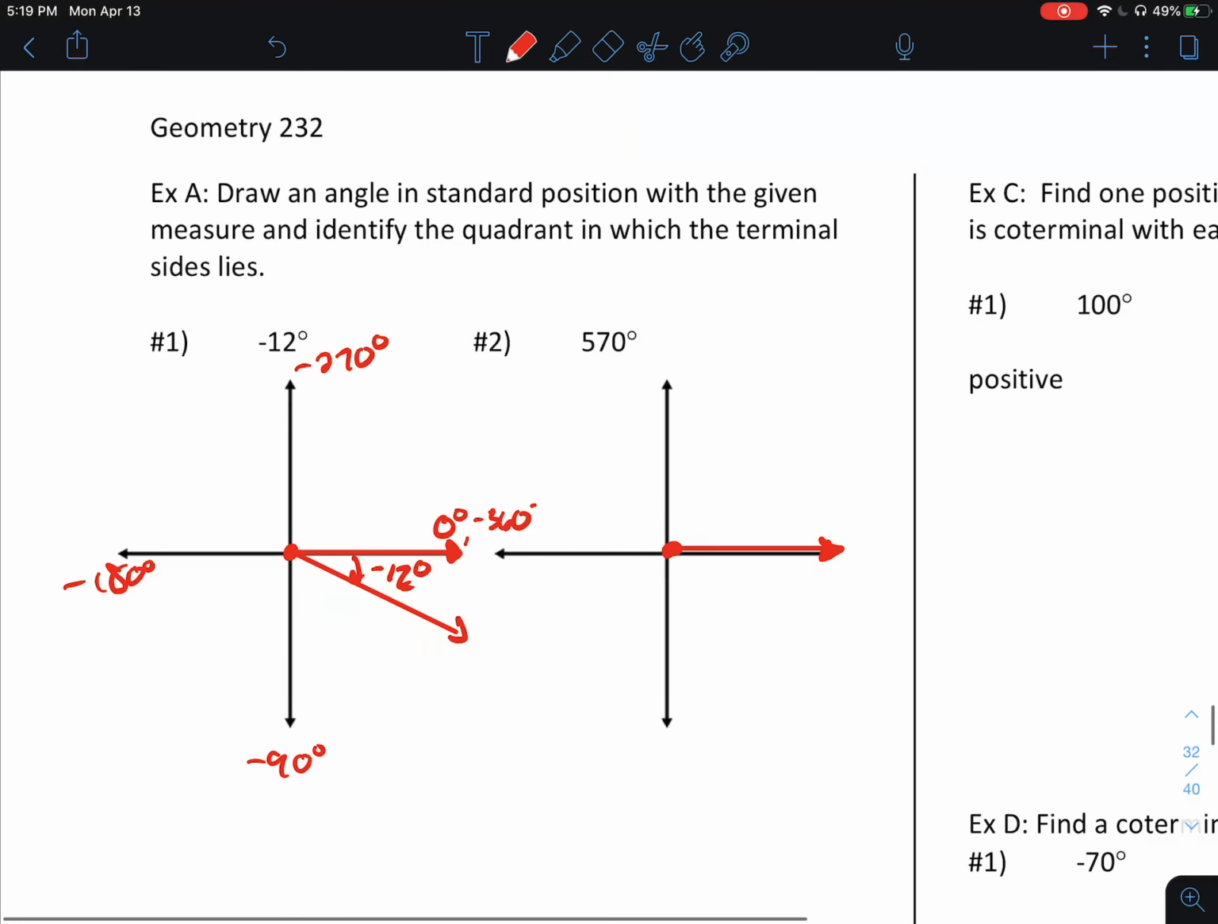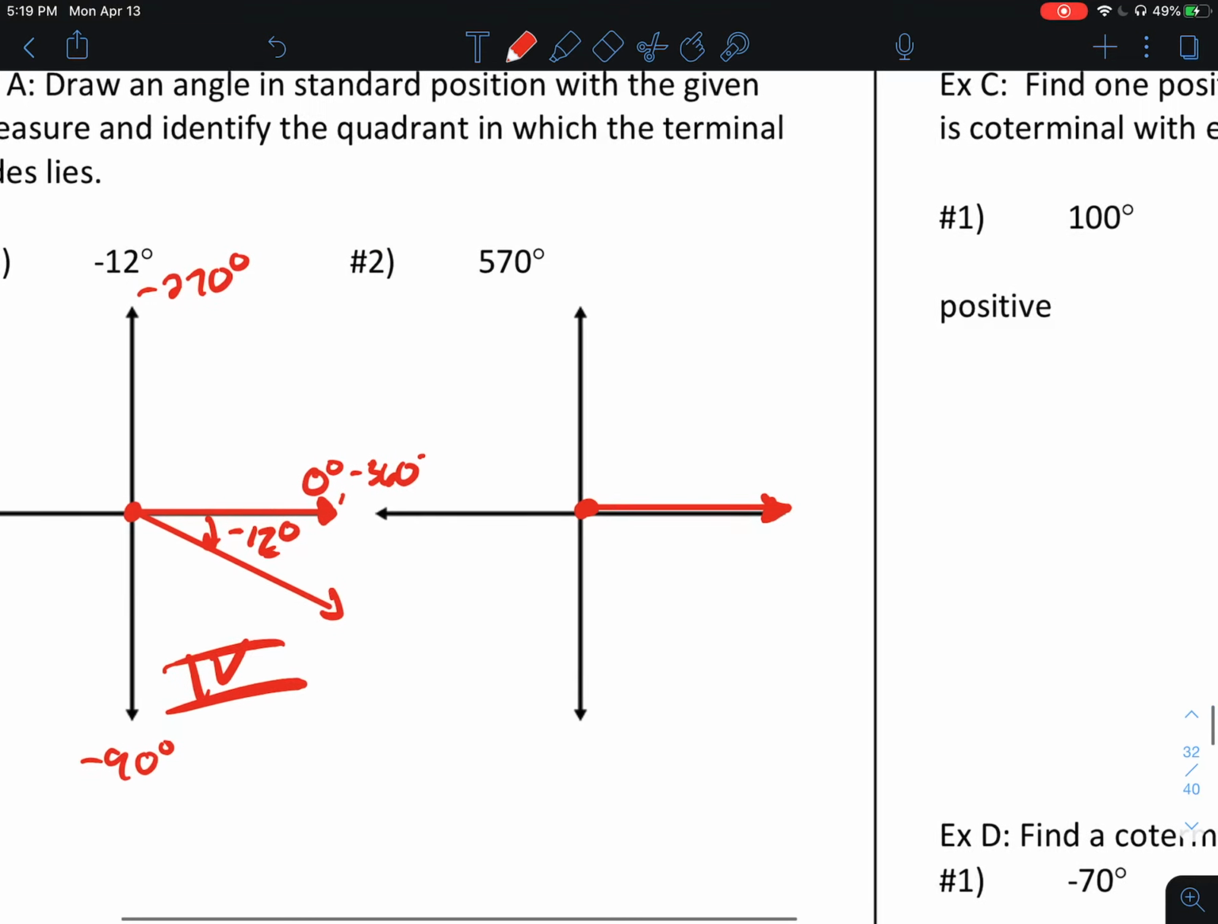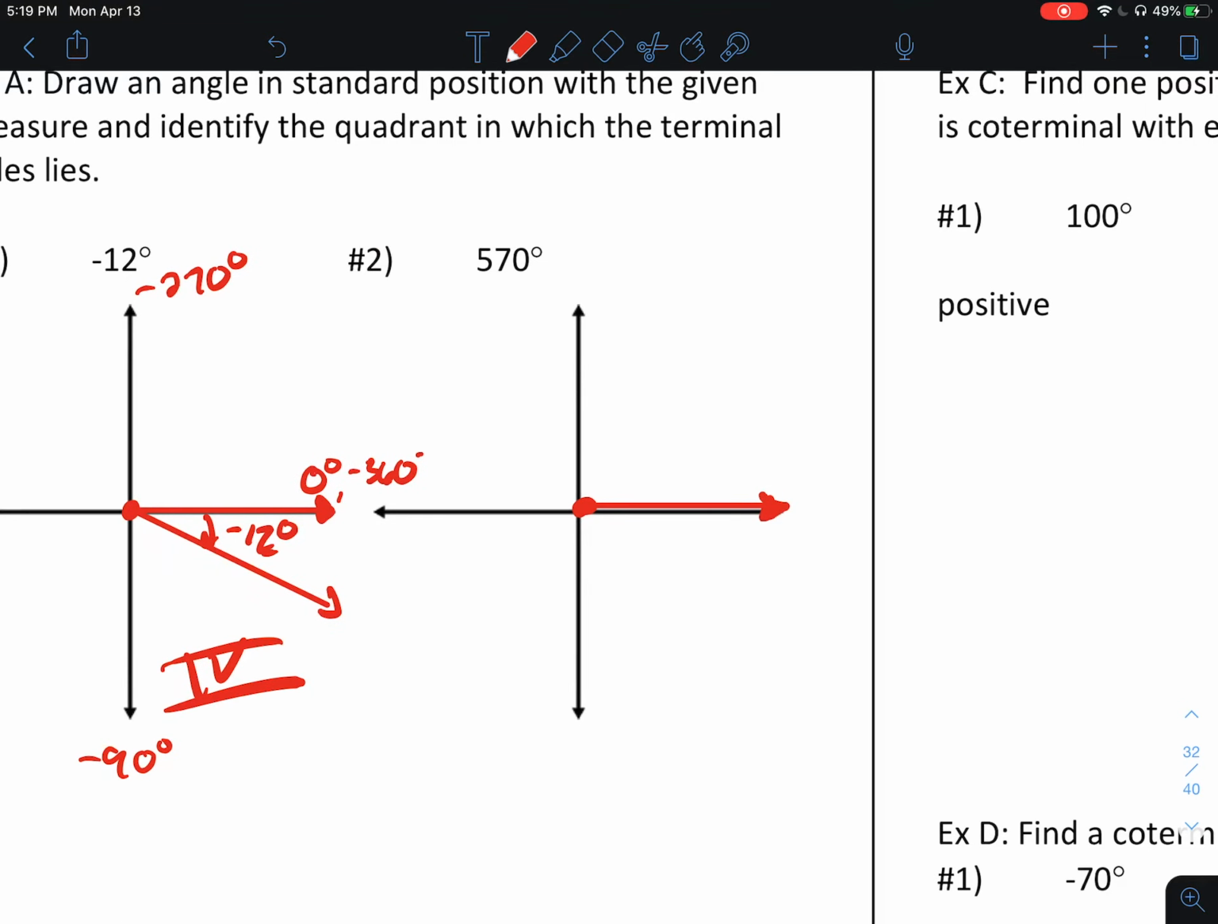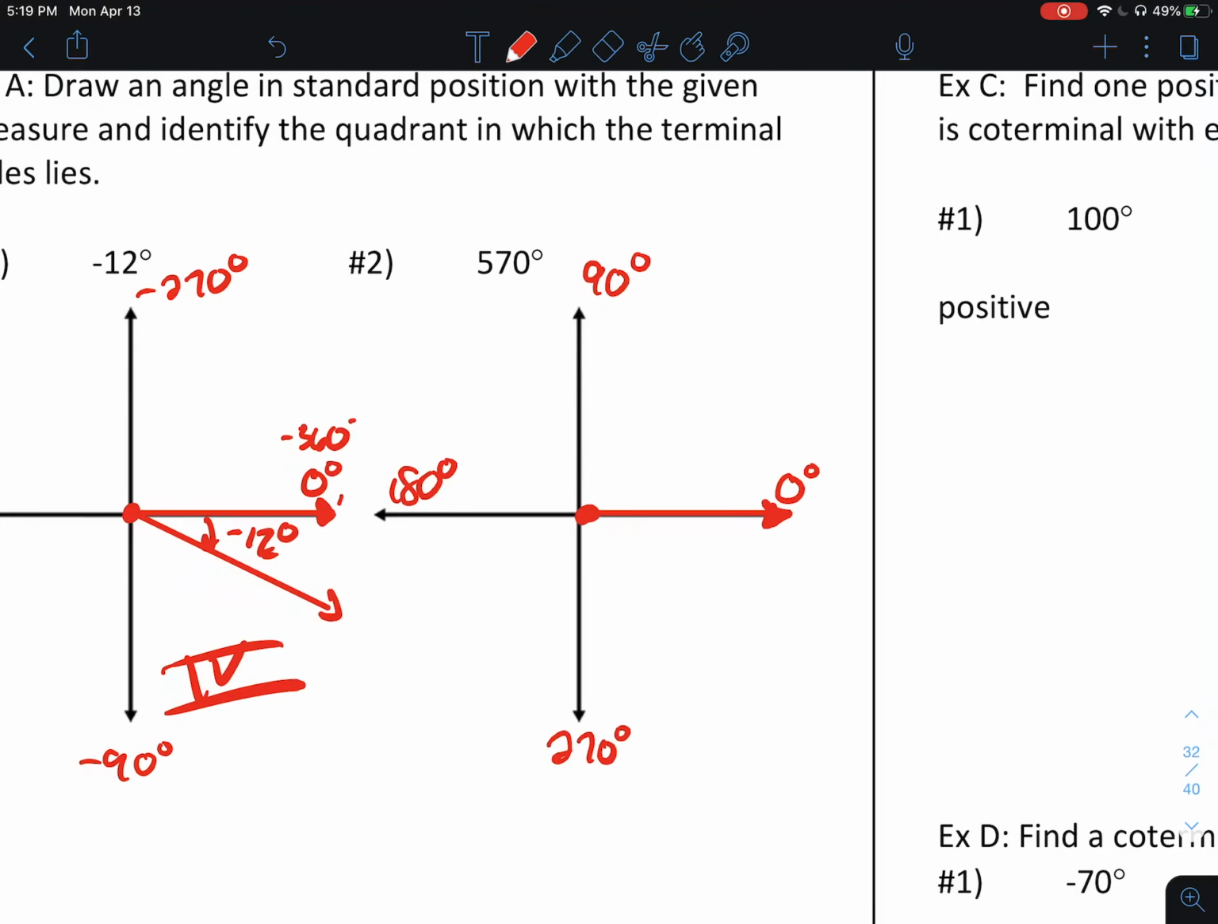So there's our angle, and then identify the quadrant in which it's in. So it is clearly quadrant 4. Number 2, 570, that's more than a complete revolution. So I'm going to label my quadrantal angles again. So we got 0 degrees, 90 degrees, 180, 270 degrees, 360. Now it doesn't help yet because I need to get to past 570.